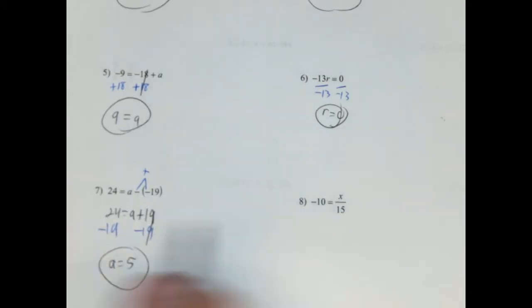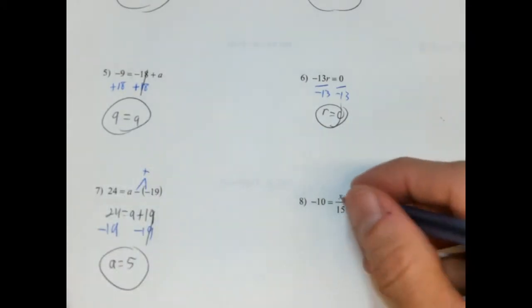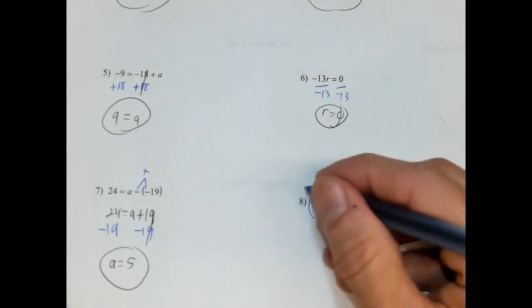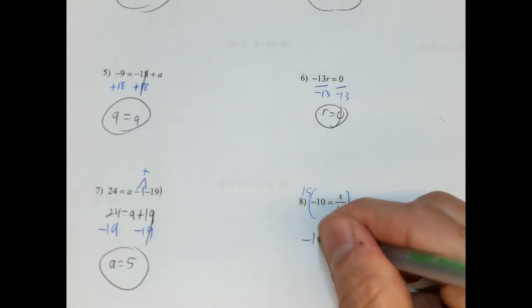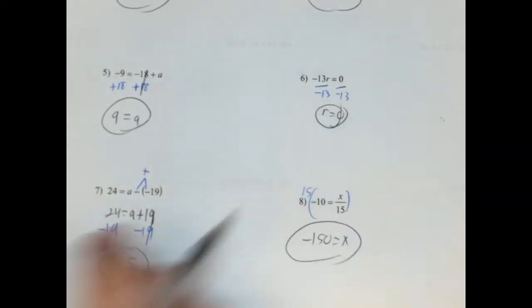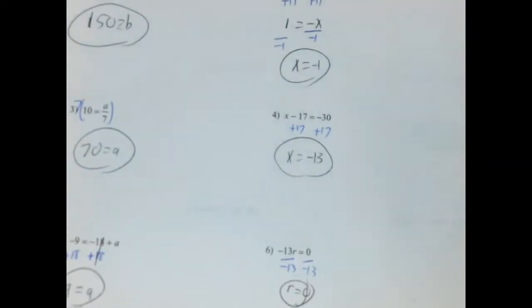All right. Here we have negative 10 equals x over 15. We're going to multiply by 15 because that's the inverse operation. So 15 times negative 10 is negative 150. There we go. And again, at any point you can actually plug these back in and see if you get the same thing. It should work. It should get a true statement. Otherwise, you made a mistake and you can fix it.